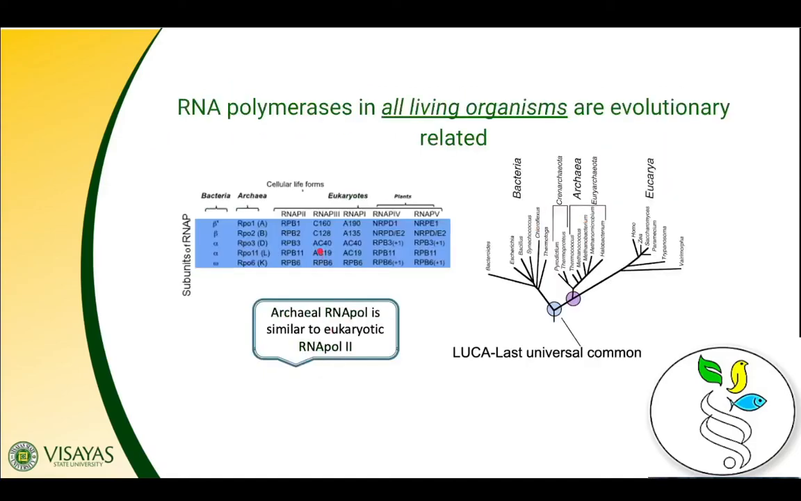RNA polymerases in all living organisms are evolutionarily related. So you have here a comparison of the structure of the bacteria, archaea, and eukaryotes. In bacteria, there is only one type of RNA polymerase, as well as in archaea. But in eukaryotes, there are 3 types of RNA polymerase, and in plants, there are additional ones, the 4th and the 5th. If you notice here, the structure of the archaeal RNA polymerase is more or less the same with the eukaryotic and not with the bacterial. Archaeal RNA polymerase is similar to eukaryotic RNA polymerase 2, which is the main RNA polymerase responsible for most of the transcription of genes in eukaryotes.